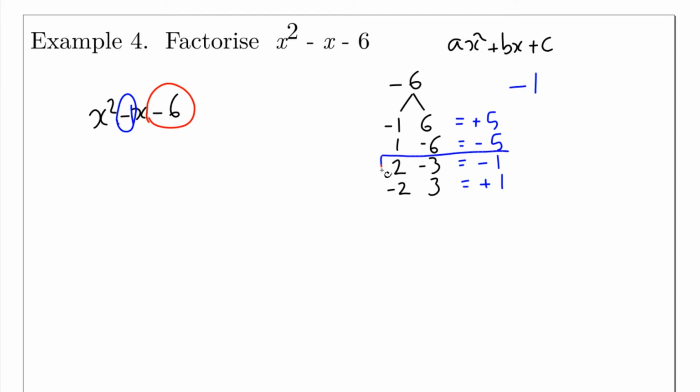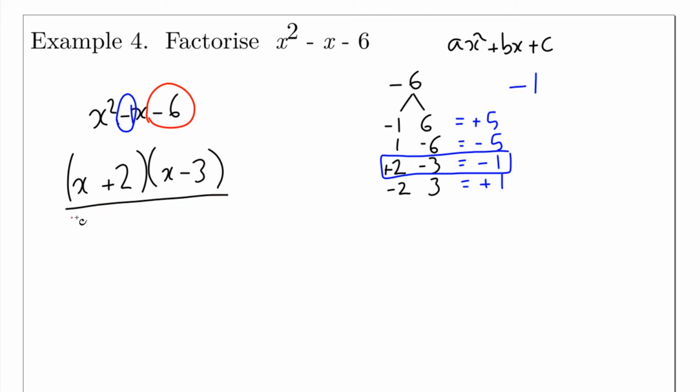So we see that it's 2 and minus 3 that add up to give us the coefficient of the middle term of the x. So the last step is to write out two brackets and to put these numbers, these factors of minus 6, inside the bracket. So this is a positive 2, so we write positive 2. This is negative 3, so in the other bracket we write negative 3. The answer is x plus 2 in one bracket, x minus 3 in the other bracket.